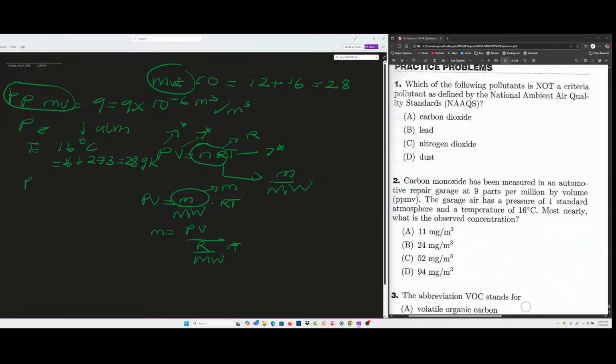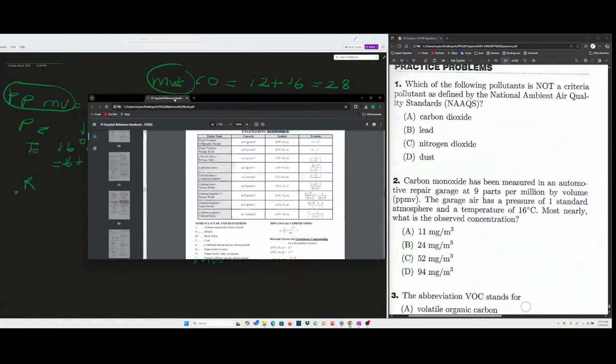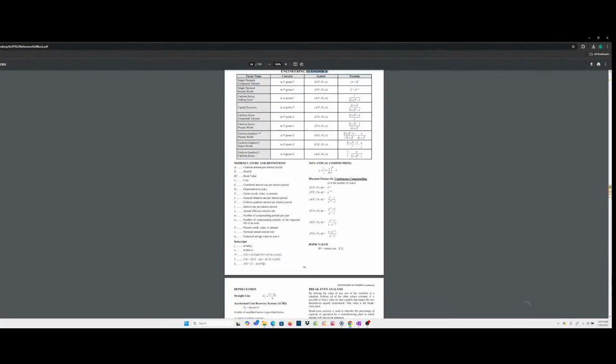Now we know R, the gas constant, based on our formula, and we can find this R. I have this FE handbook, and in this FE handbook, we can find this R.